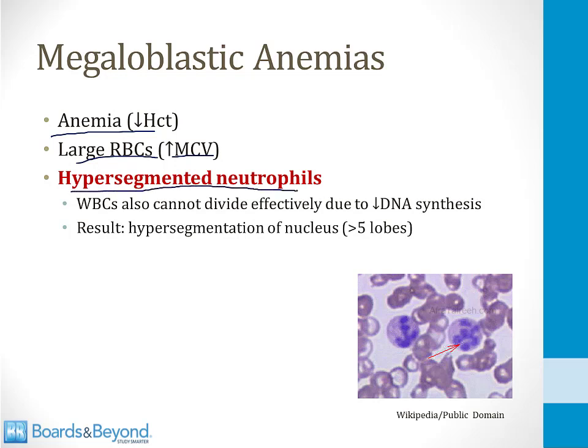The reason these develop is because the white blood cells, including the neutrophils, also cannot divide effectively due to decreased DNA synthesis. As a result, the neutrophils will develop hypersegmentation of the nucleus, and hypersegmentation means that there are greater than 5 lobes. This is a picture of a hypersegmented neutrophil shown on the screen here. You should get used to seeing this picture and be able to recognize it because it's commonly shown in exams to test whether students can recognize that that is a finding that indicates a megaloblastic anemia.